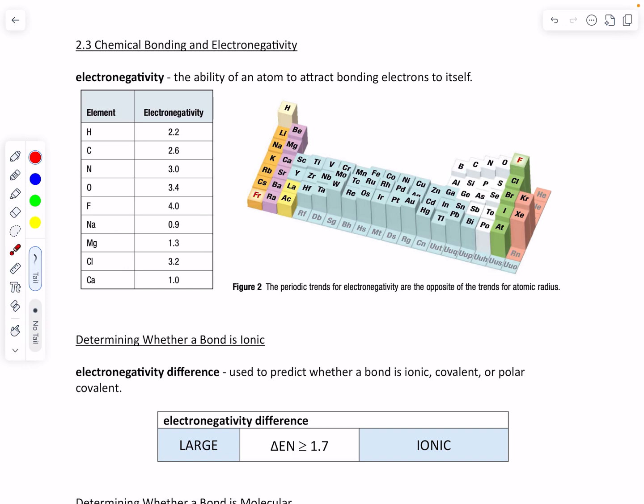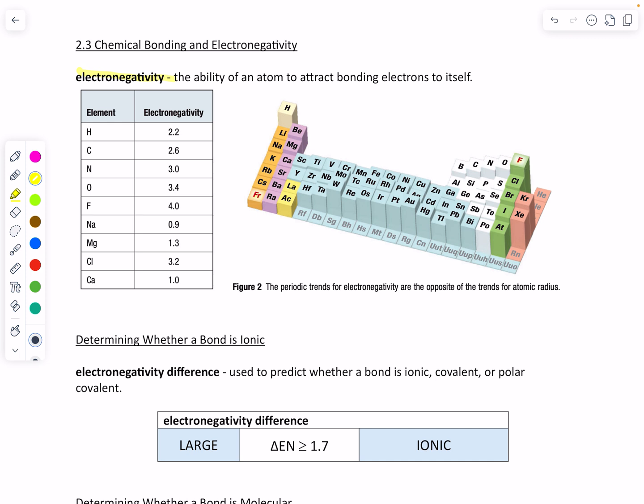2.3 Chemical bonding and electronegativity. Electronegativity is the ability of an atom to attract electrons, bonding electrons to itself. This diagram, figure 2, shows the periodic trends for electronegativity, and note that they are opposite to the trends for atomic radius. So the larger the electronegativity, the smaller the radius of the atom.